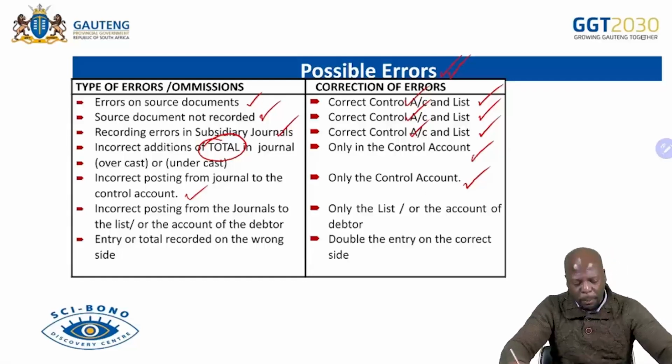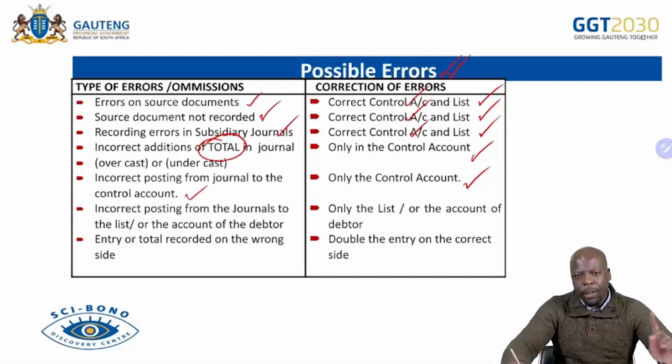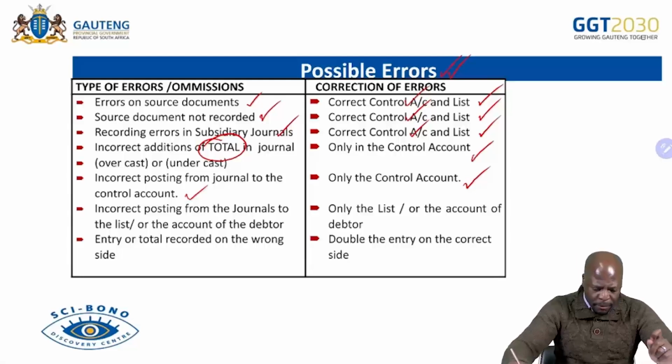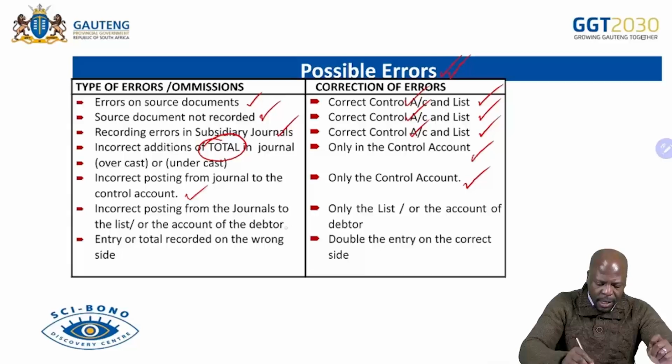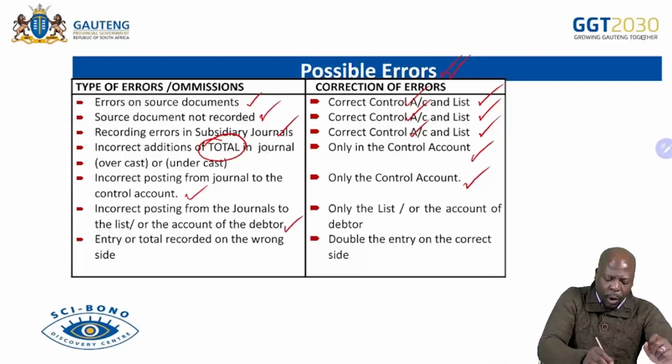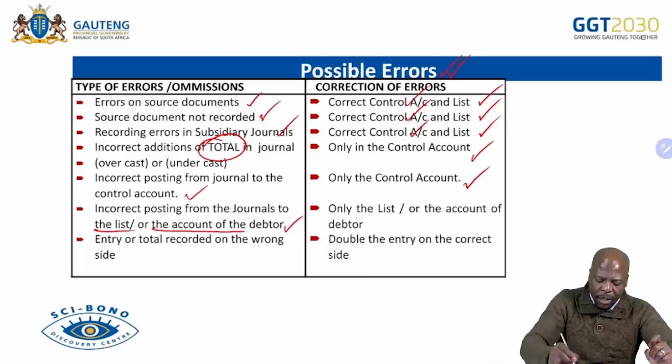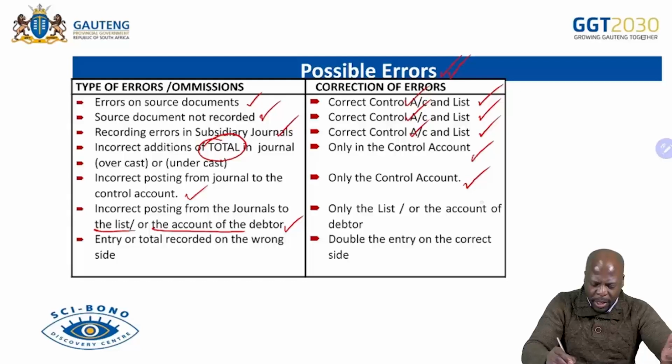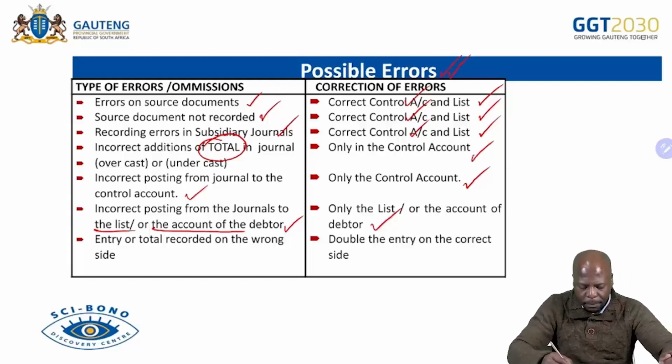If there's incorrect posting from the journals to the list, you're going to enjoy this, especially when I do it with figures. You're going to see in the next few minutes. If there's incorrect posting from the journals to the list or the account of the debtor, so here the error is on the list or the account of a debtor, where do we correct it? Only on the list, that is the account of the debtor.